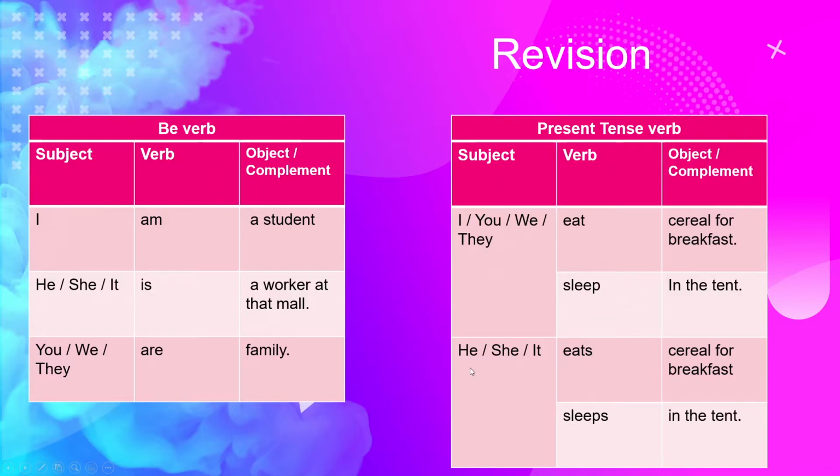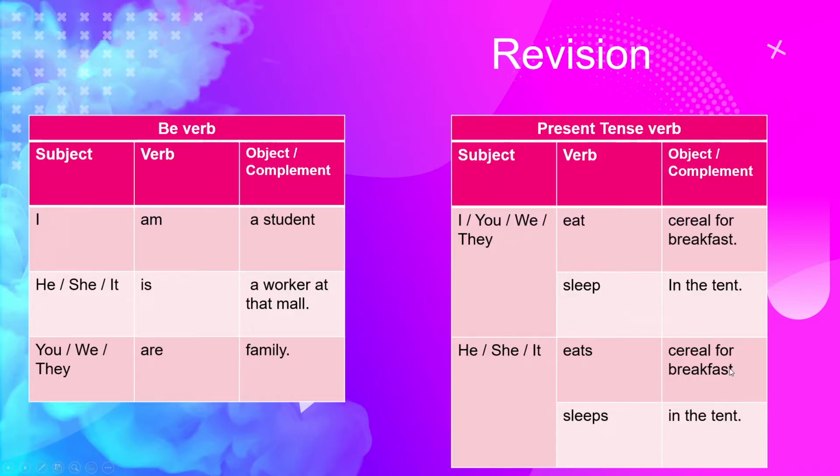Okay, for he, she and it, this is the singular pronoun. He seorang, she pun seorang. Or you can replace it with the name also, Amir or Siti. Okay, so when the subject over here is singular, one person only, we include s for the verb. He eats, she eats, it eats. Or he sleeps, she sleeps, it sleeps.